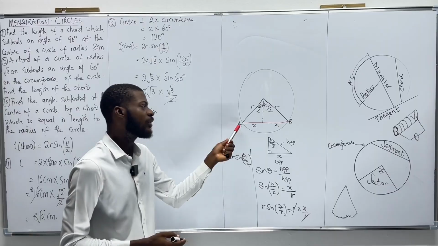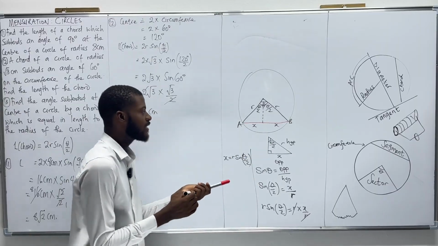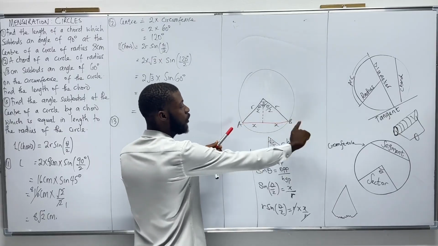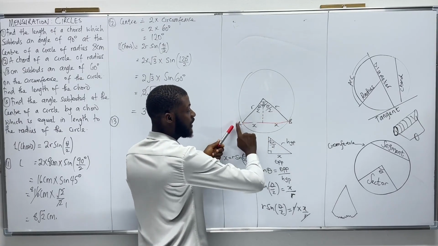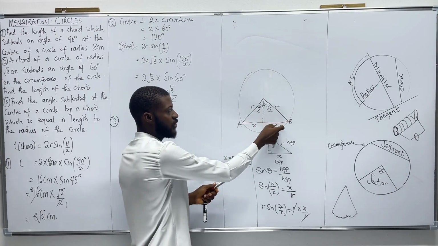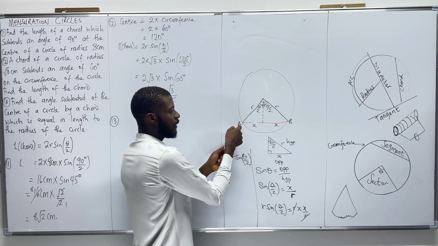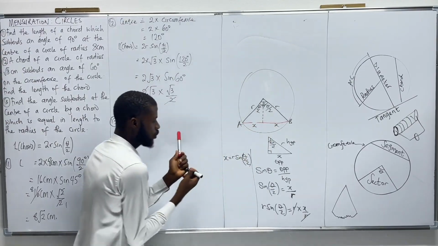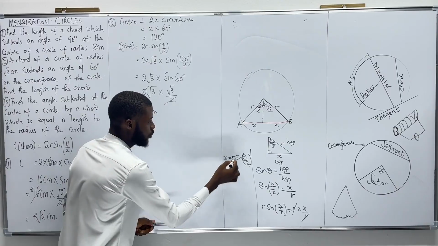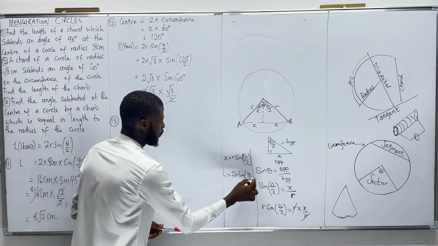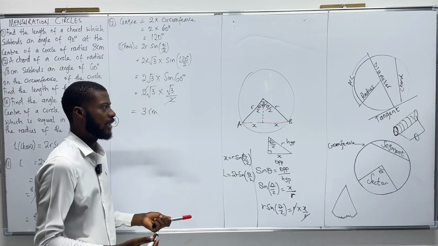But is this the length of the chord? No. Remember that we divided the chord into two equal parts. So to get the full length of the chord, we need to double this thing. What we found is just x, but our chord was divided into x and x, so x plus x is 2x. To get the length of the chord, we need to double this. So that's 2r sine theta over 2. You can see I've derived the formula.